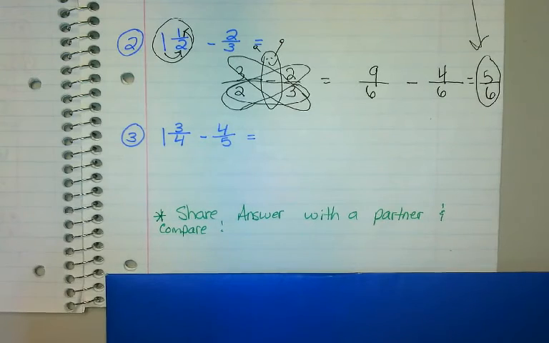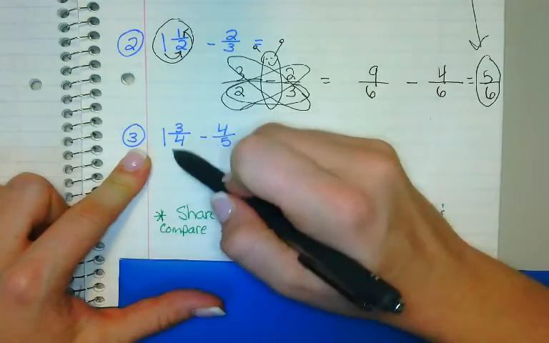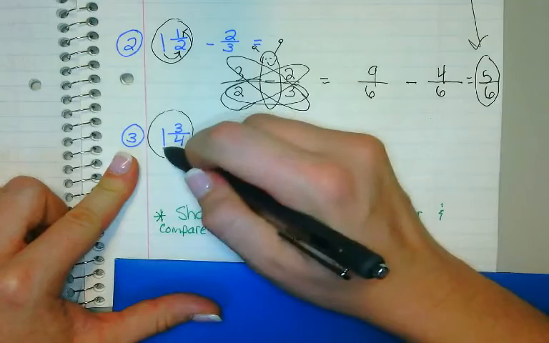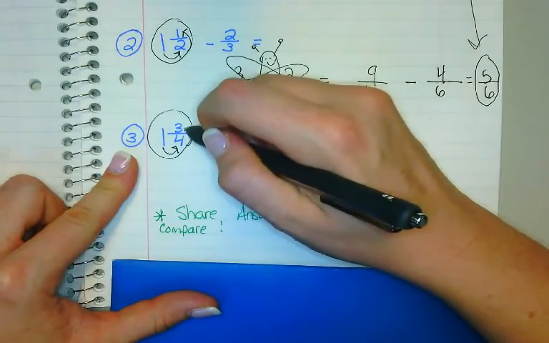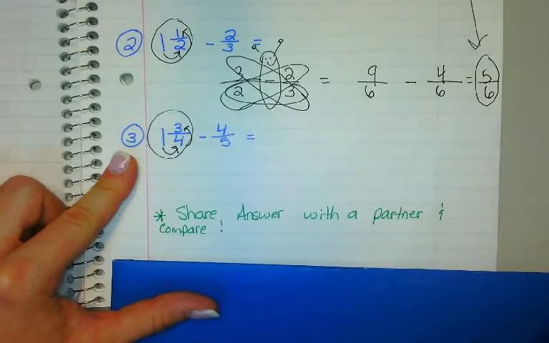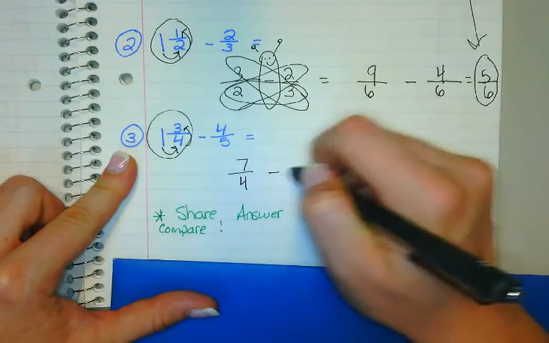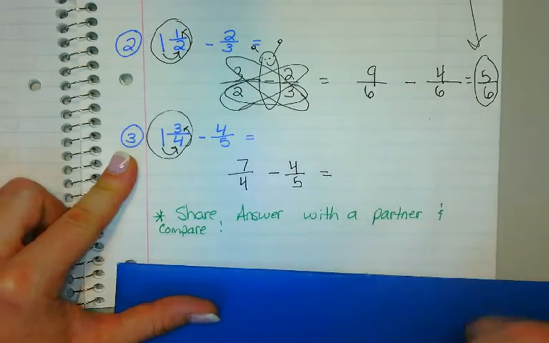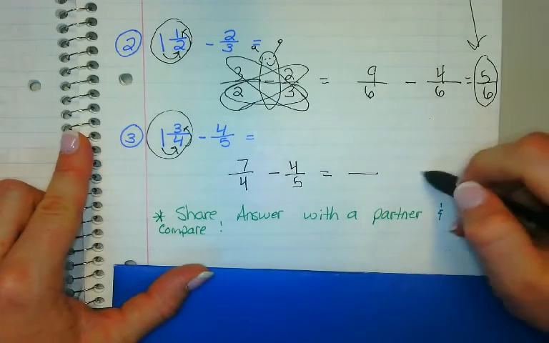Alright, so now that you've worked on it for a couple of minutes, I'm going to go ahead and give you the answers. Hopefully you've shared your answers with a partner. Okay? We're going to start right here by converting this mixed number into an improper fraction. So I'm going to do 1 times 4 is going to get me 4. 4 plus 3 is going to get me 7. So I have 7 over 4 minus 4 over 5 equals, well, I have unlike denominators, so I have to go ahead and do the butterfly method.